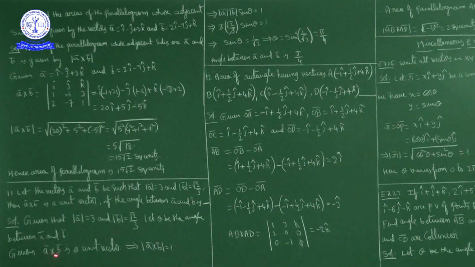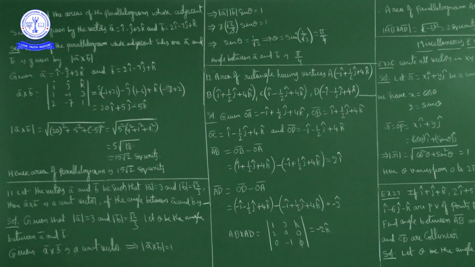A bar cross B bar is a unit vector, that implies modulus of A bar cross B bar is equal to 1. Now, first of all, what is A bar cross B bar? A bar cross B bar is magnitude of A bar into magnitude of B bar into sin theta into n cap, where theta is the angle between A bar and B bar and n cap is a unit vector perpendicular to the plane generated by A bar and B bar.